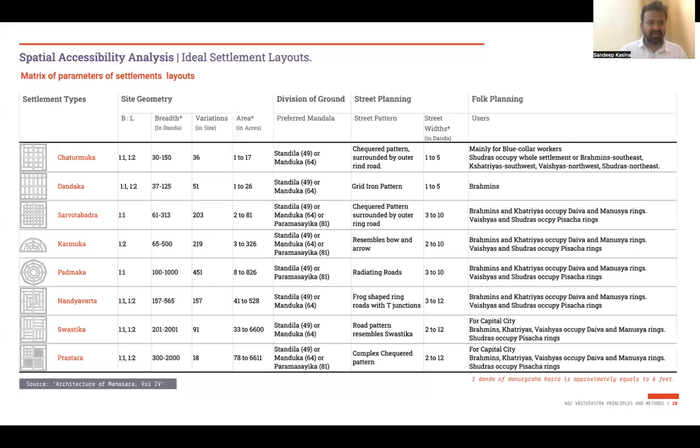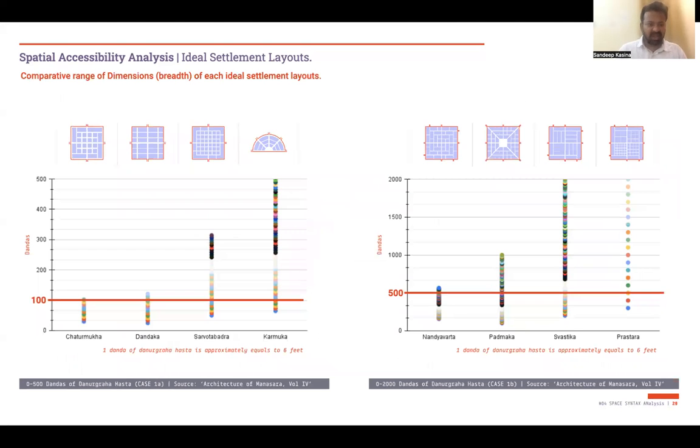We have identified the matrix of parameters of settlement layouts for each of these 8 types of layouts with respect to site geometry and variation of sizes, division of ground for mandalas, street planning system, street widths, and the various floor planning applied to each. For convenience, we divided the entire group into two parts with respect to size: 100 dandas for Chaturmukha, Dandaka, Sarvatobhadra, and Karmuka layouts, and 500 dandas for Nandyavarta, Padmaka, Swastika, and Prastara layouts. These two groups will be analyzed separately and compared to understand integration, intelligibility, and synergy.